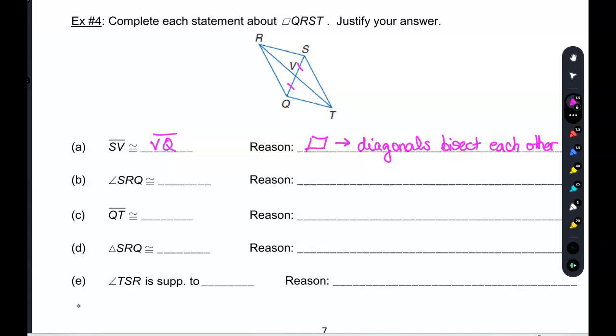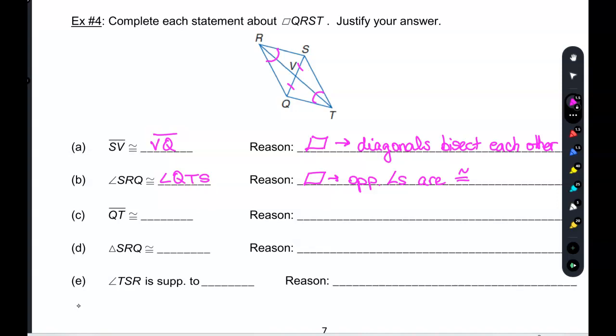Okay, what about the next one? So we have angle SRQ has to be congruent to QST or STQ, it doesn't matter. So these two angles. All right, and what are those? Opposite angles, good. So opposite angles are congruent.